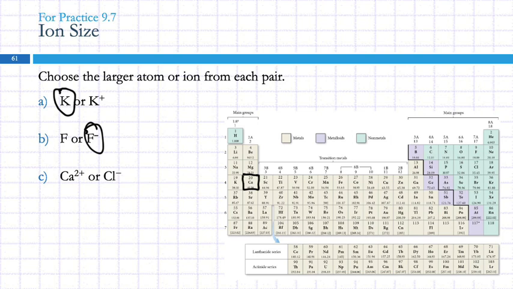Here's calcium, and here's chlorine. So when chlorine becomes an ion, it takes on argon's electron configuration. And when calcium becomes an ion, it also takes on argon's electron configuration, right? So cations are smaller, anions are bigger. Which do we expect to be larger? The anion, the chloride. Okay?